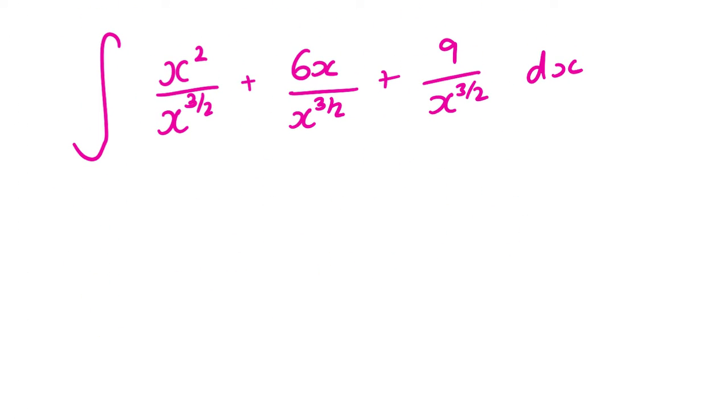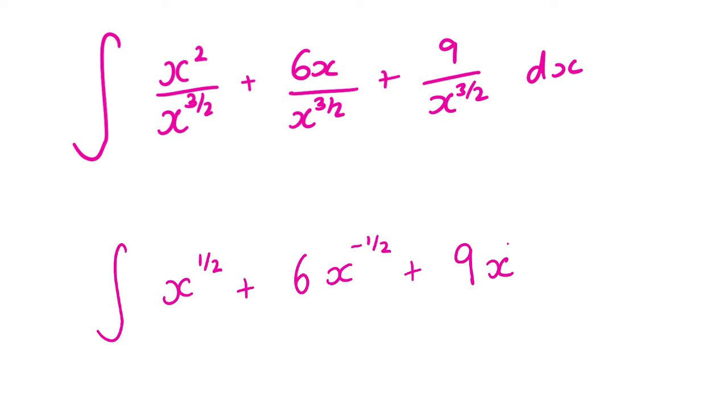So now, x squared divided by x to the power of 3 over 2. Take away the powers and have x to the power of a half plus 6 x to the power of negative a half plus 9 x to the power of negative 3 over 2 with respect to x. So I've had to do all of this before I even start integrating. Are we now ready to integrate?